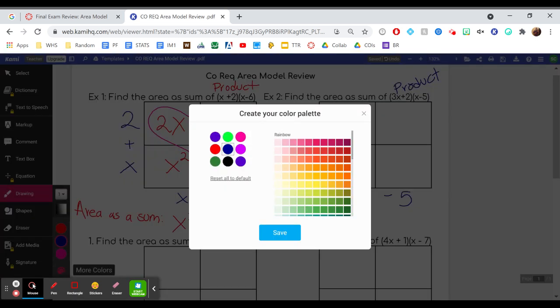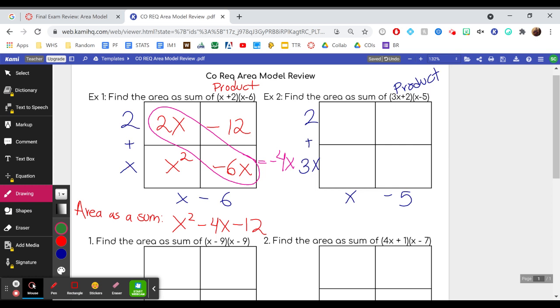Okay, so again, I'm going to multiply 3x times x. I'm going to put the 3x, and I have two variables, two x's, so I have 3x to the second power. 2 times x is 2x. 3x times negative 5. Since I have a 3 and a 5, I multiply those, so that gives me negative 15. And don't forget the x. Then 2 times negative 5, that is negative 10.